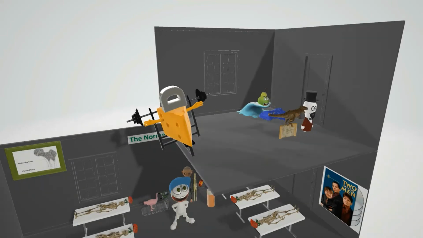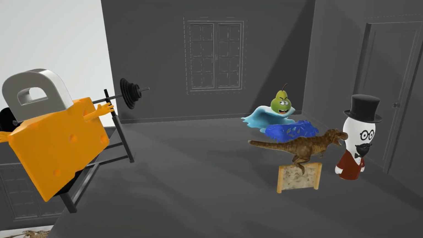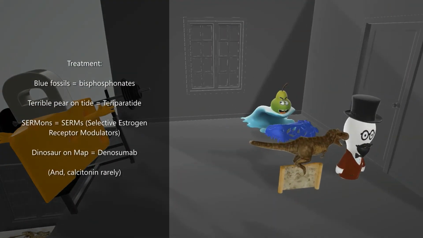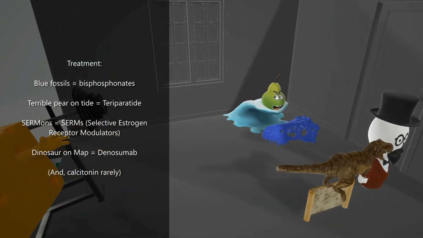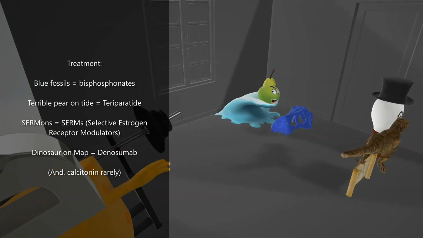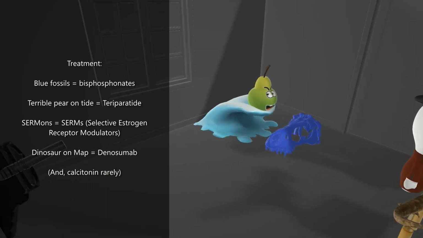Okay, let's talk about treatment. Treatment is represented by this part of the room over here. The first thing we note is these blue fossils on the floor, the blue fossils for bisphosphonates. Bisphosphonates, such as alendronate, are usually given for treating osteoporosis. In more severe cases, we have this pear guy over here on top of the tide that's about to wash away the blue fossils. Perontide, or the terrible perontide for teriparatide.